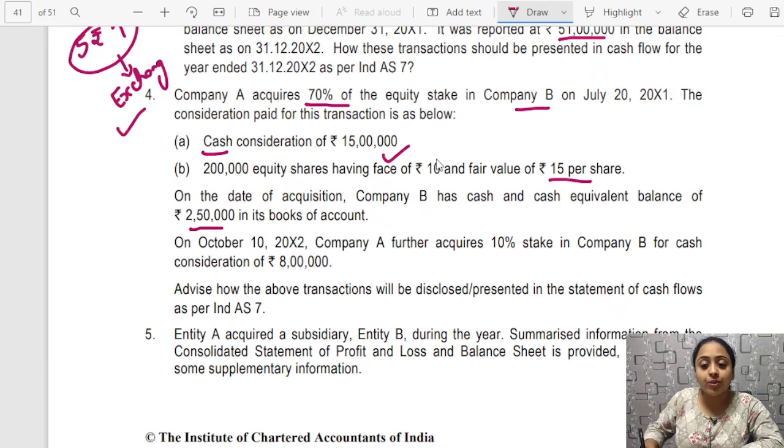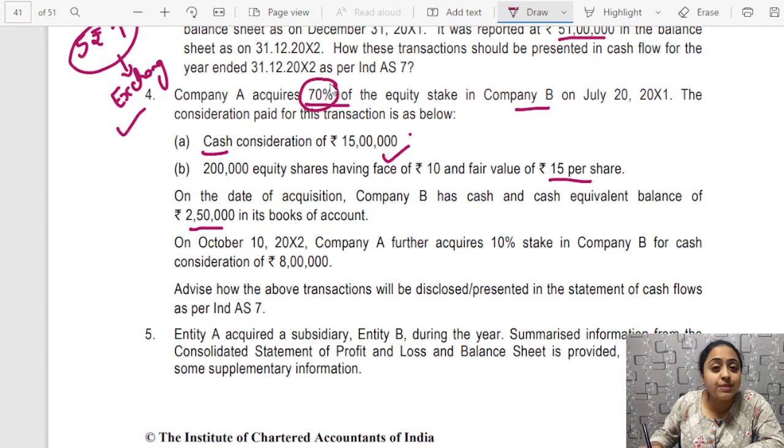On October, okay, so now this 15 lakh is your cash outflow, and since you are acquiring control, there has been change in control, it will be investing activity. It will be investing activity as you are acquiring control.